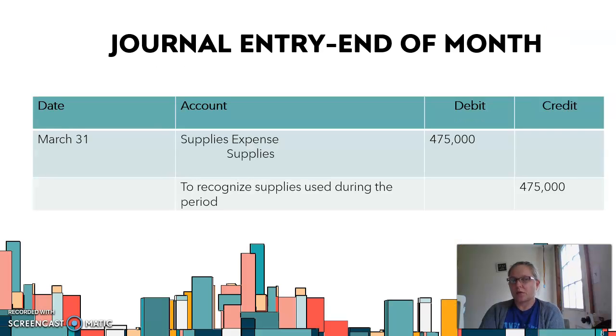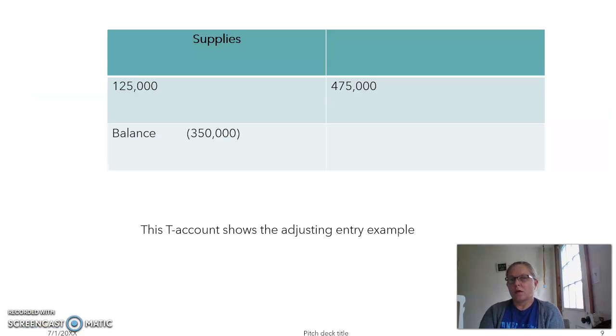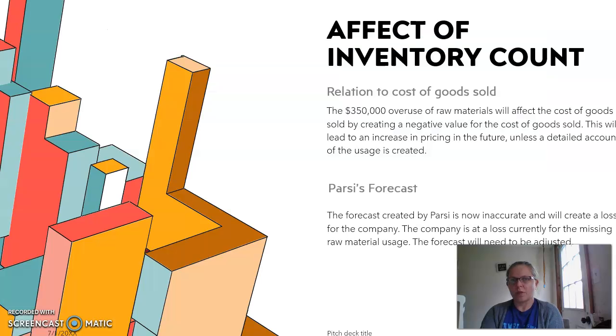This journal entry at the end of the month on March 31st shows a supplies expense of $470,000. And that's to recognize the supplies used during the period. This shows a T account that has the original $125,000 purchase of materials and then the actual cost of materials at $475,000, leaving a negative balance of $350,000. As I said again, $125,000 is just a number plugged in because 11.22 pounds would not make this feasible.